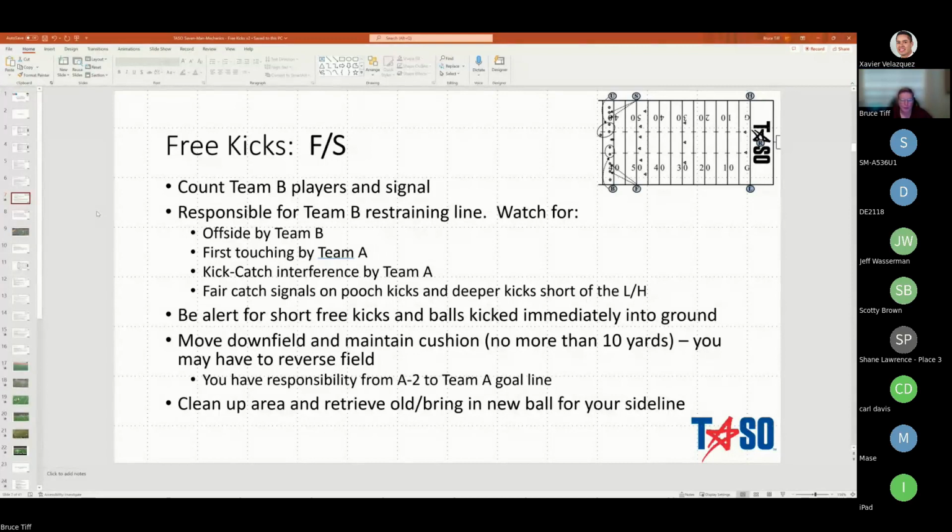And then you want to move downfield and maintain cushion. So you do this push-pull mechanism that you heard. So you don't want to go more than 10 yards.